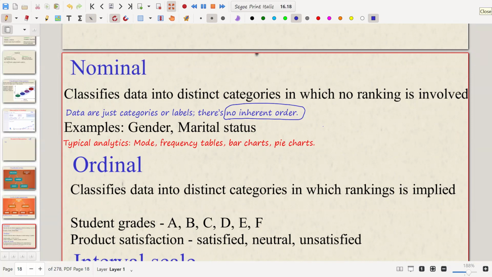Can you take an average of unmarried and married? You can take the average of 5 and 6, but you cannot take the average of unmarried and married. So when you talk about the mean of a nominal data level, it doesn't make sense. When you take a mean or median of a nominal data level, it doesn't make sense.